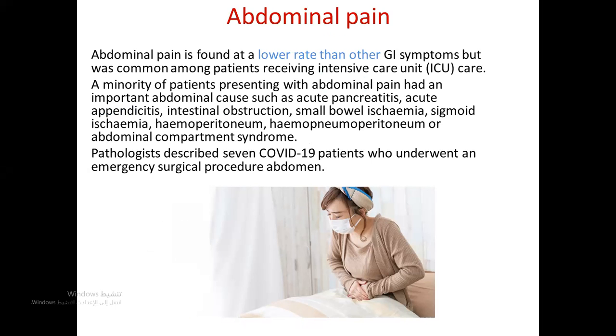A minority of patients presenting with abdominal pain had an important abdominal cause. يعني الأشخاص اللي عندهم abdominal pain ممكن تكون متعلقة بأشياء أخرى مثل acute pancreatitis, acute appendicitis, intestinal obstruction, small bowel ischemia, sigmoid ischemia, hemoperitoneum, hemopneumoperitoneum or abdominal compartment syndrome. Pathologists described 7 COVID-19 patients who underwent emergency surgery، يعني وصفوهم بعد العملية الجراحية وأخذوا عينات من 7 من المرضى وعملوا هذا الاكتشاف لهذا الـ symptom. Next.